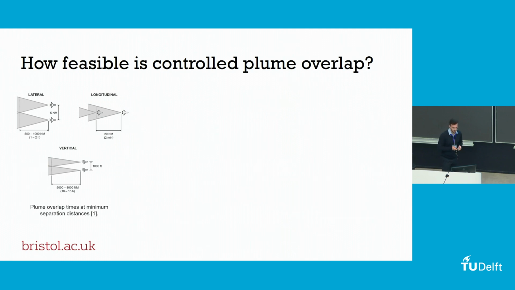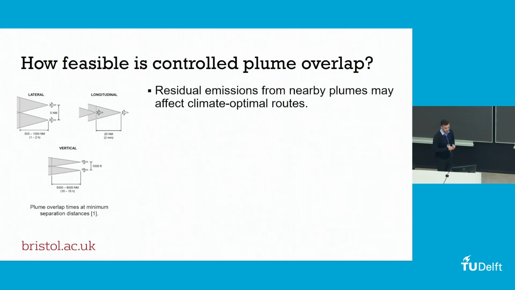Now, when you look at longitudinally, even though it's the furthest distance apart, because these aircraft are traveling along very similar tracks, it means that they'll intersect plumes within just a matter of minutes. So the residual emissions from nearby exhaust plumes may also affect the optimized routes in which we could fly, which isn't really being taken into account in any current studies.